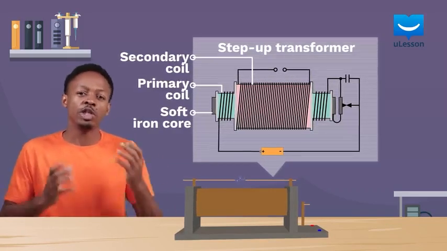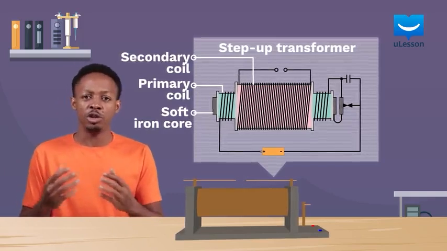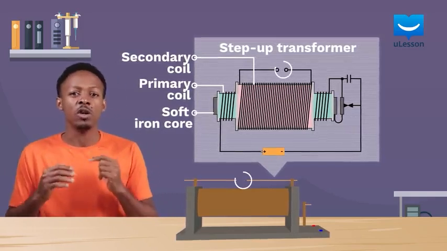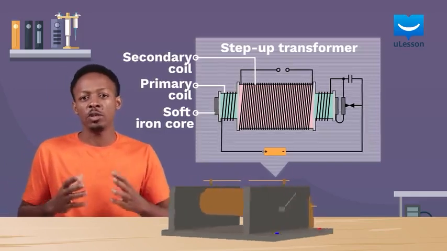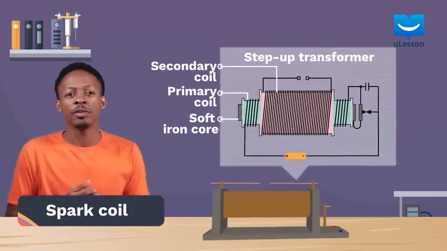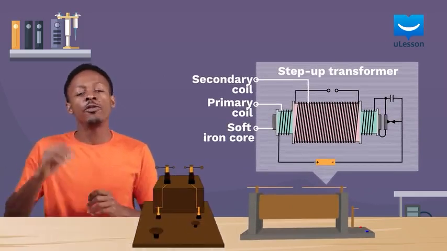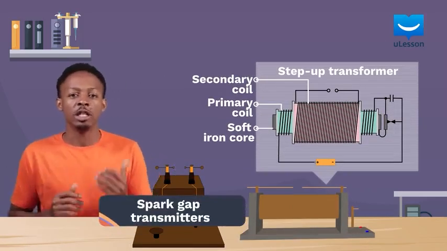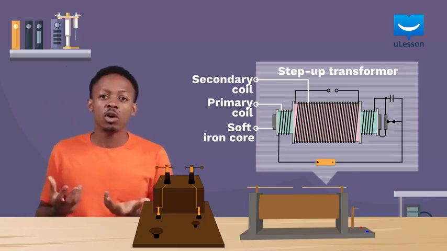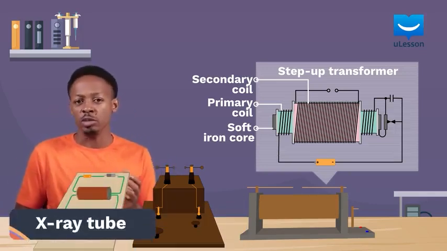Induction coils can produce sparks at their terminals. This is because of the very high voltage produced and the closeness of its terminals. This is the reason some texts refer to it as a spark coil. Induction coils were earlier used to produce the first radio transmitters, called spark gap transmitters. Induction coils were also used as a source of high voltage in X-ray tubes.